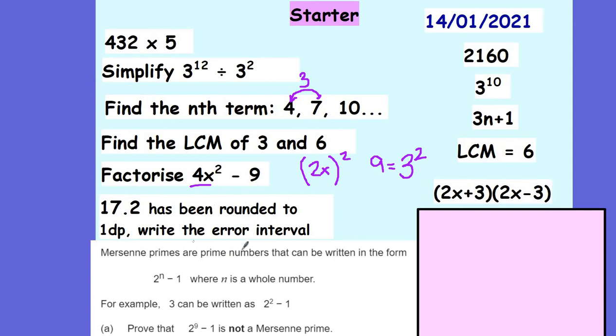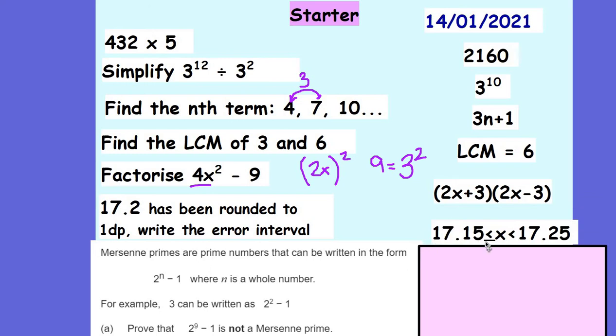If I need to write the error interval for 17.2, that's going to look like 17.15 is less than or equal to x, because 17.15 will round up to 17.2, but x is also less than 17.25, but we can't include 17.25 because that would round up to 17.3.